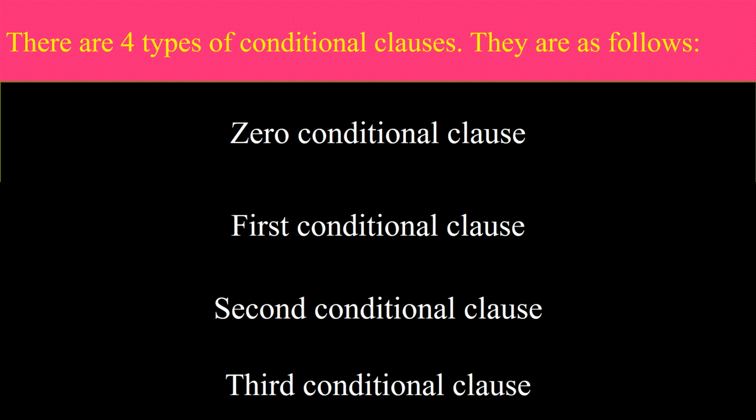There are four types of conditional clauses. They are as follows: zero conditional clause, first conditional clause, second conditional clause, third conditional clause.